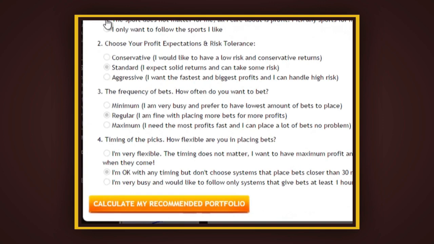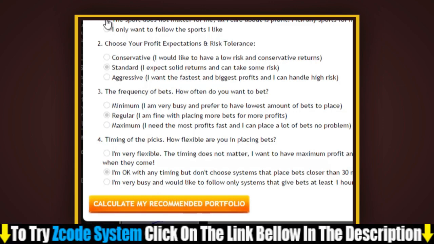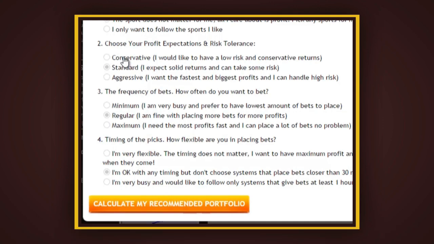Next question. Choose your profit expectations and risk tolerance. Now what this simply means is, depending on the kind of risk appetite you have as a sports bettor, if you're the type who prefers to maintain only low risk, you could choose conservative over here. Otherwise, standard is like a pretty good balance between risk as well as profit. Or if you're the type who is aggressive and you want the fastest profits, then you could choose this option. For now, we're going to go conservative, so we're going to stick with this.